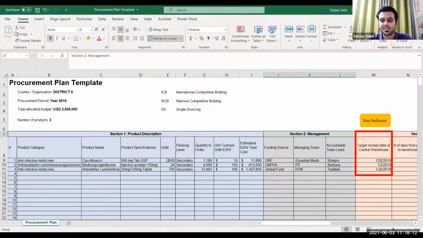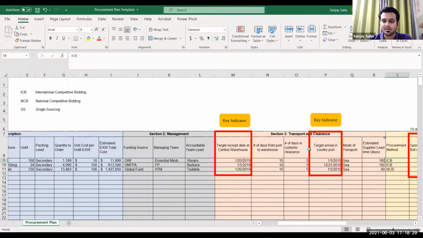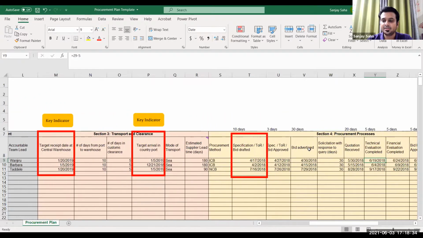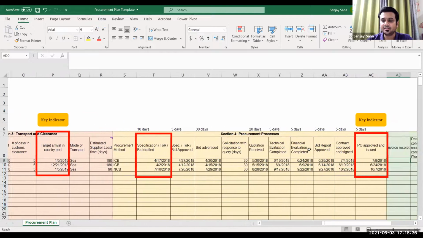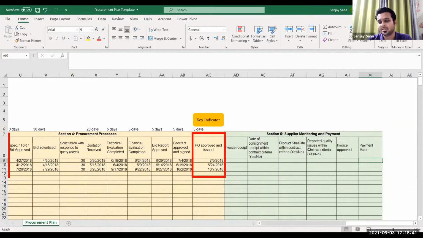The second section is management. In the management section, we talk about where the money is coming from, who's the team, and who's the accountable person, who's managing this product or a segment of product. The third section is transport and clearance. The fourth section is procurement. And the fifth section is supplier monitoring and payment. So I've created 5 sections in this procurement plan. You can also add another section, which is risk and mitigation.